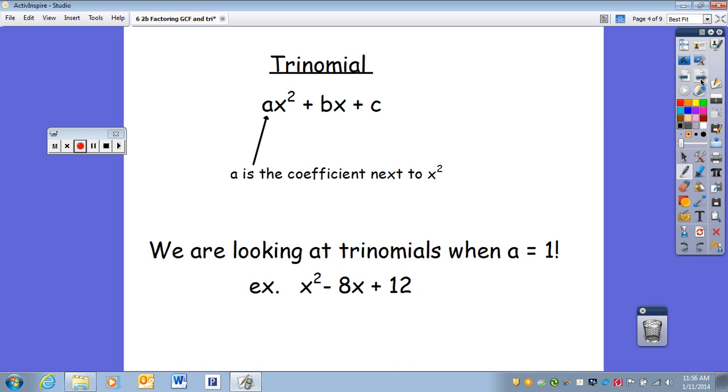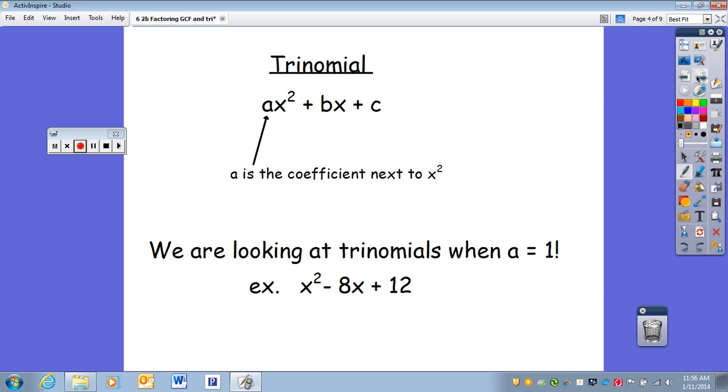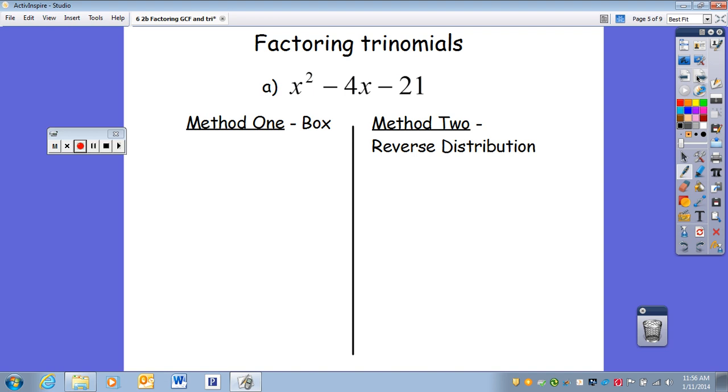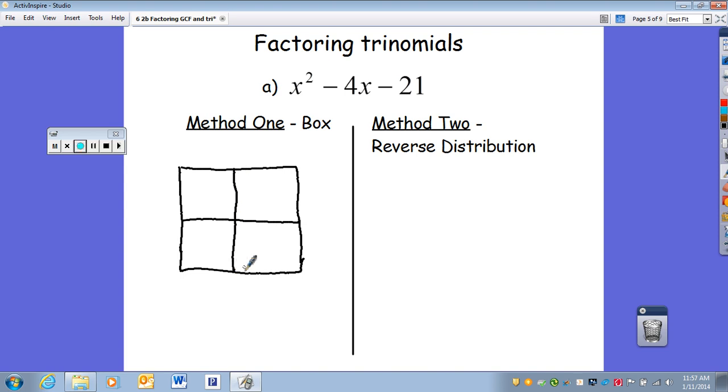So, with our trinomial, a is going to be our leading coefficient. Remember, that's the number that's in front of our x squared. And we are looking at trinomials today where the a is equal to 1. So their leading coefficient is 1. So method number 1, the box method. We're going to draw our box, and this time we do not know the dimensions that go outside the box, but we do know the answers that are going inside the box, and from those then we can find our dimensions of our box, which gives us our factors, or the numbers that we're multiplying together.